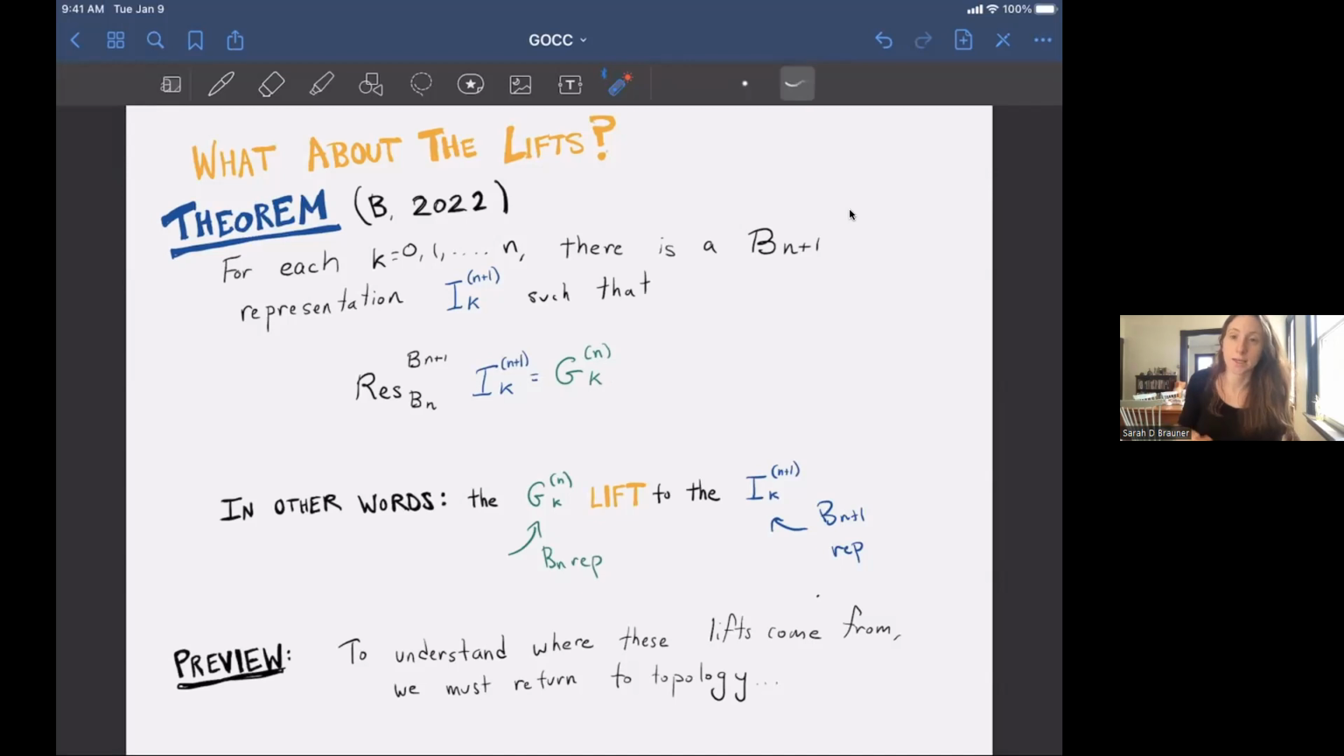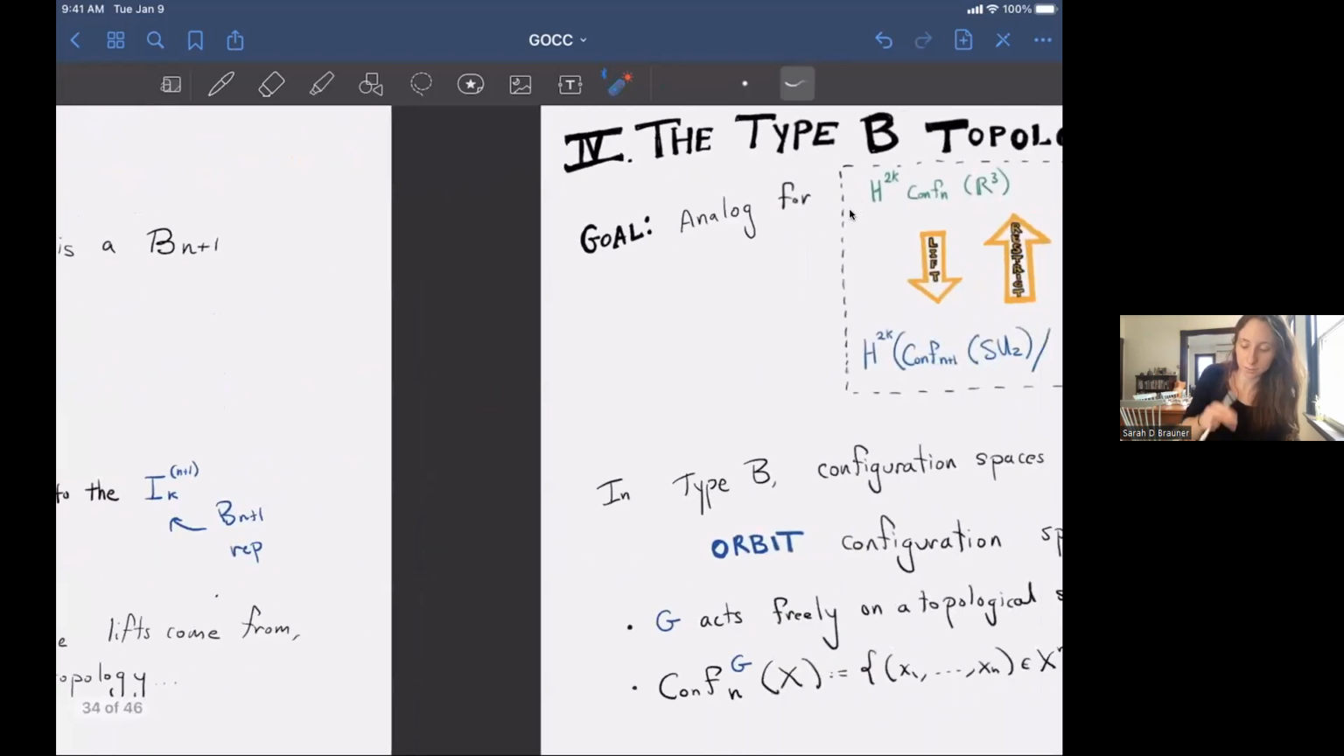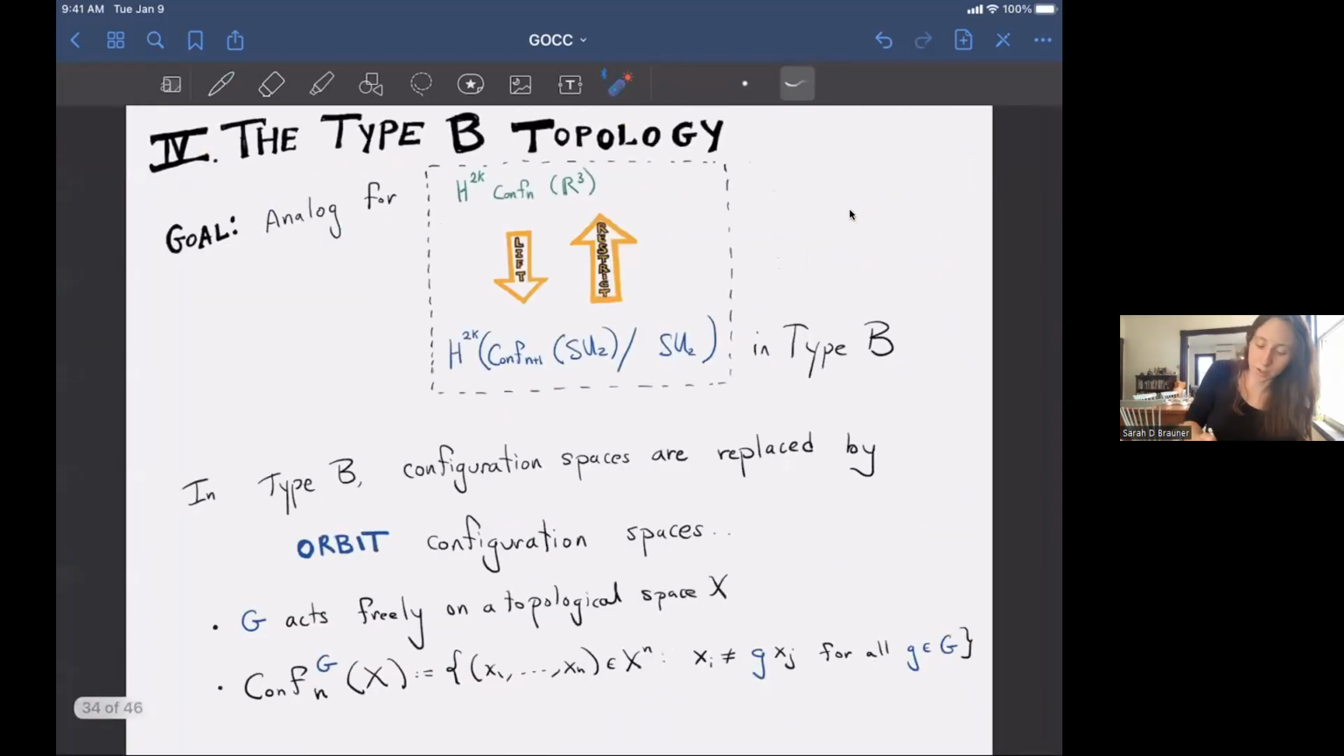So I think again, as in the case of type A, this gives you very little intuition, but what we're going to do is look at the topology, and hopefully that will give a little bit more intuition for why we actually have lifts in this case. Okay, so now I want to find a type B analog for this topological story where I started with my configuration space of R3 and got a configuration space of this quotient.